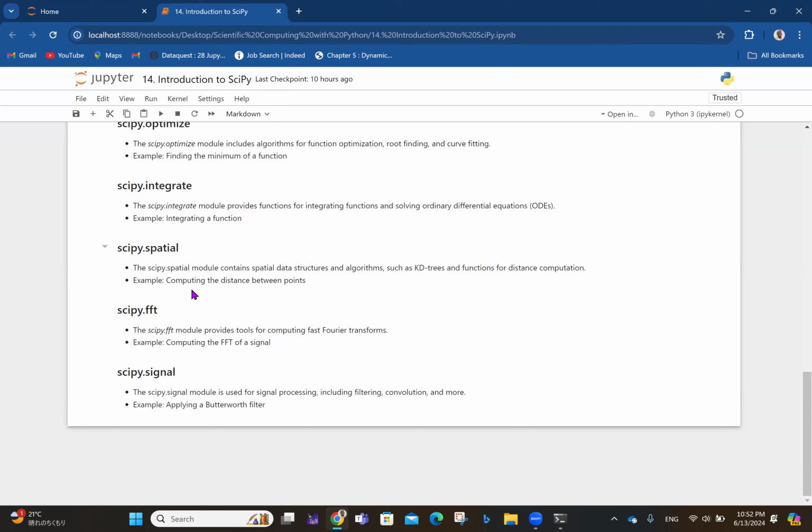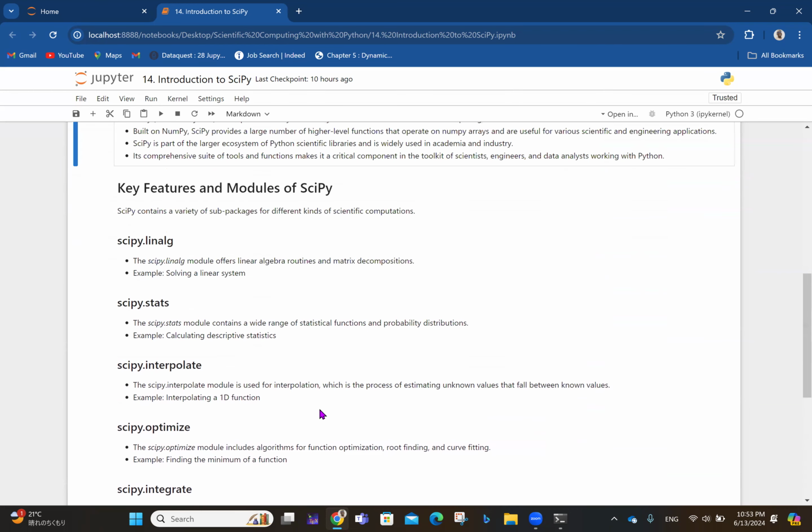The SciPy.signal module is used for signal processing, including filtering, convolution, and more. So, for instance, you want to apply a Butterworth filter. SciPy.signal works well for that. So that's our introduction to SciPy.